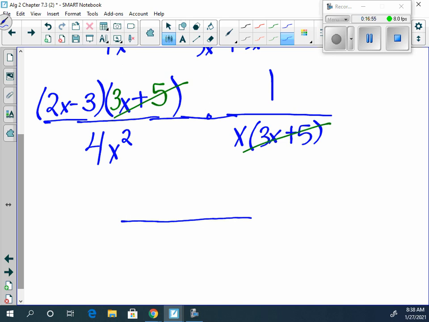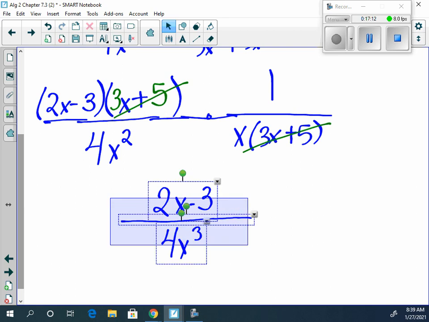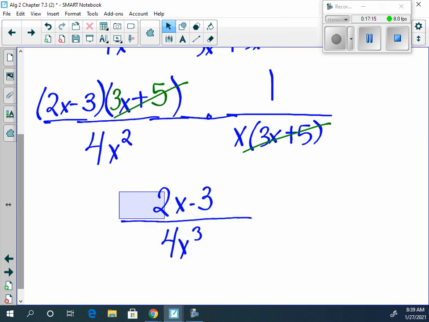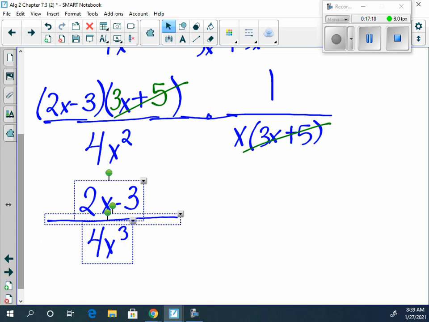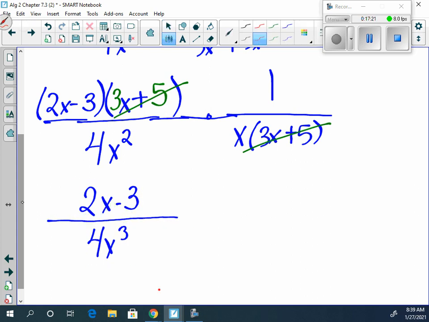What would the x on the bottom do? And give us what? 4x cubed. What's left on top? Because one's still there. Well, 1 times 2x is 2x. 1 times negative 3 is negative 3. So it's still there. It just doesn't change anything. So we don't put it down.